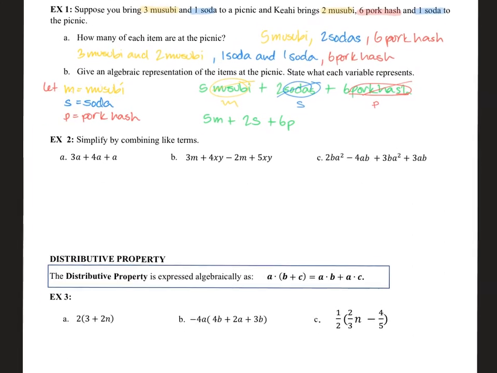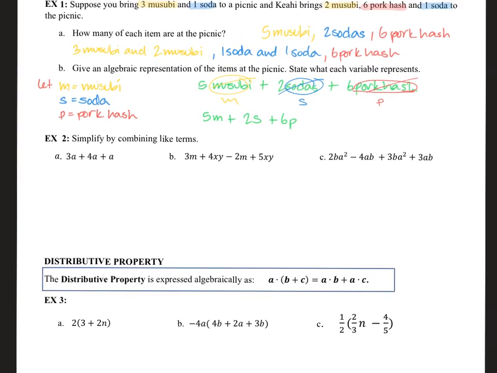Alright, example 2, we're going to simplify by combining like terms. Alright, what are like terms? Well, just like in part A, it's the terms that are alike. For example, if we were saying how many sodas are there, you wouldn't go, okay, well, there is 1 soda, and then I'll take that 2 from musubi, so we have 3 sodas. That doesn't make sense. Musubis and sodas, you cannot combine them. They're not like terms. But we do combine the 2 from musubi with the 3 from musubi to get 5 musubi. So you have to make sure they have the same term attached to each number.